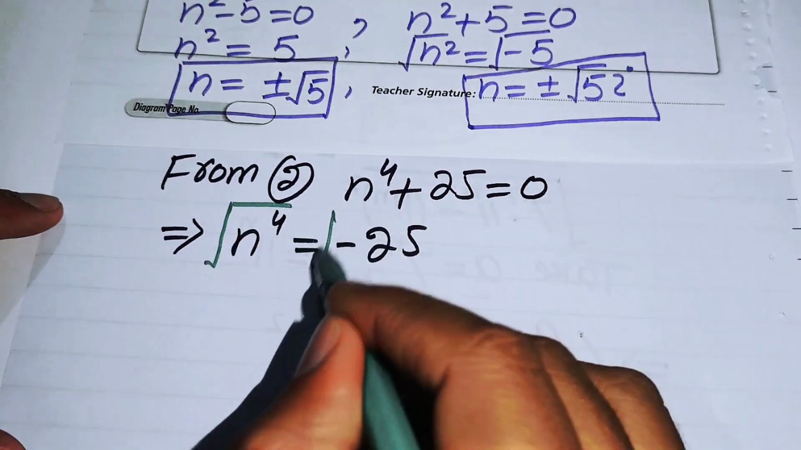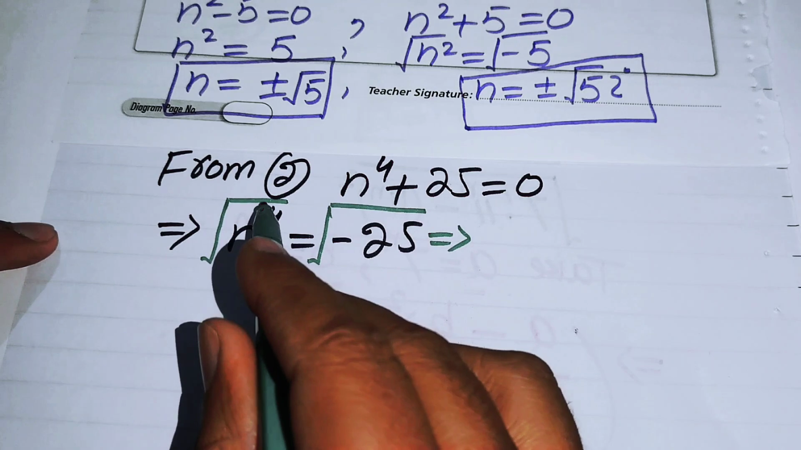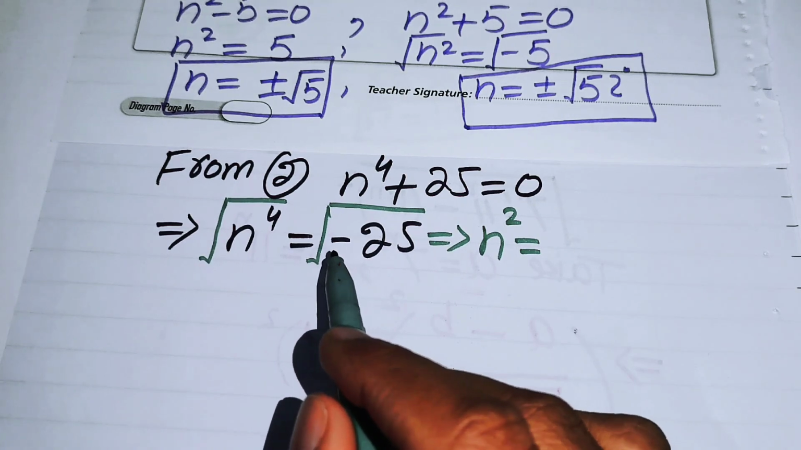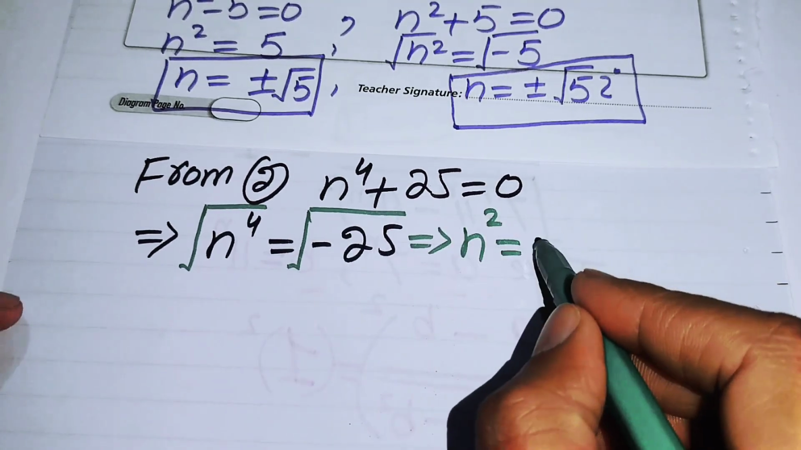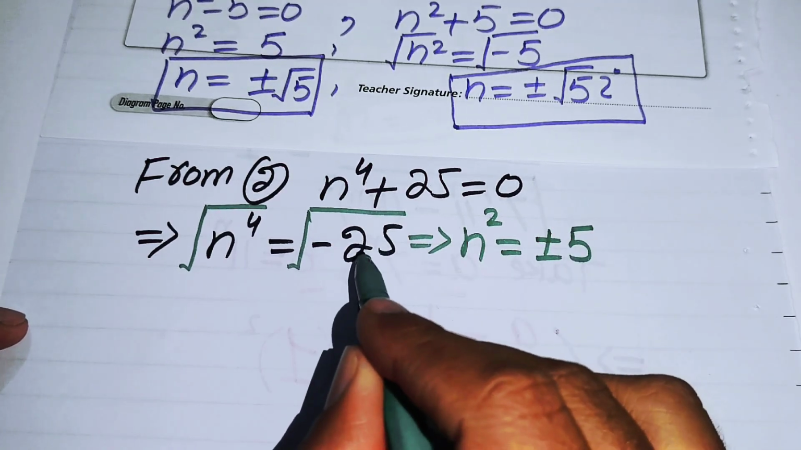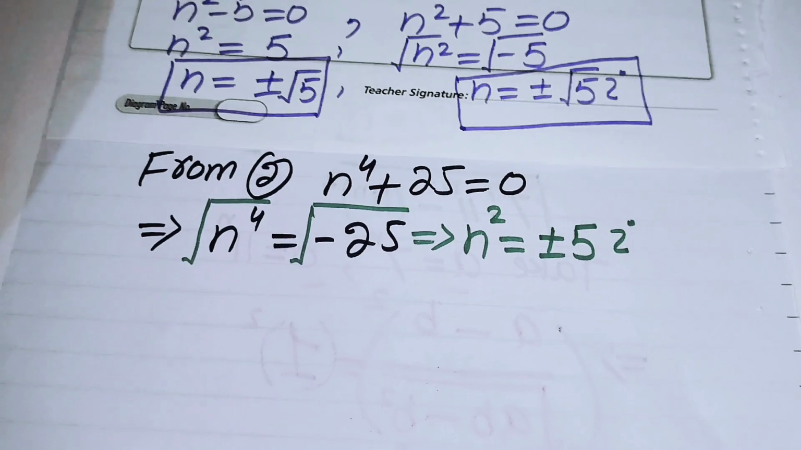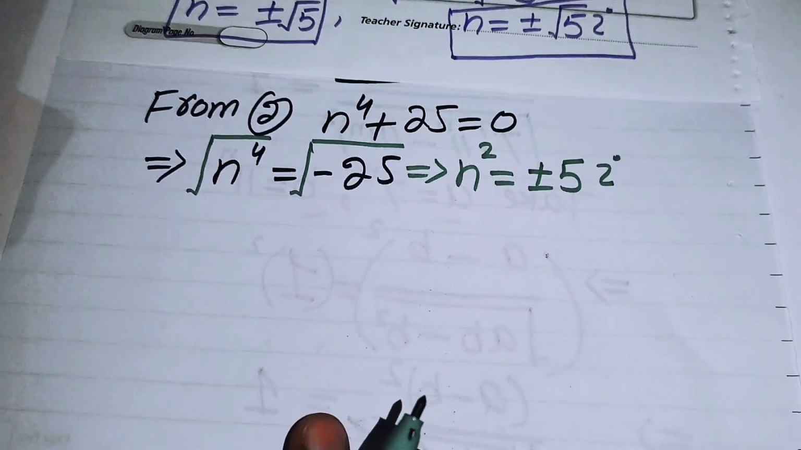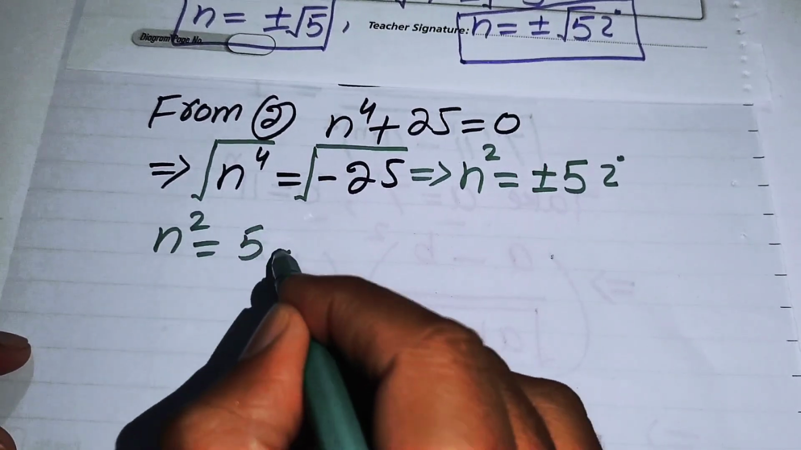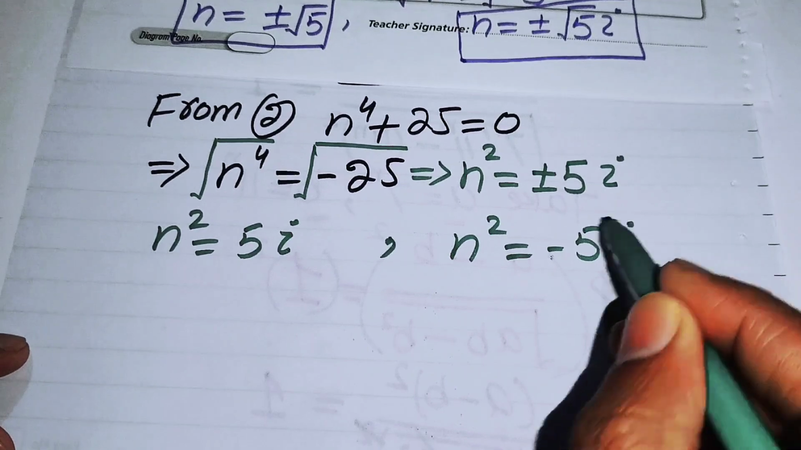Here the 2 and the square root are gone, and we get n squared, and on the right hand side we have the negative sign under the square root, so we write it as plus minus square root of 25 times square root of minus 1. The square root of 25 is 5, and the square root of minus 1 is iota. So again we have two cases: the first case is n squared equals 5 iota, and the second case is n squared equals minus 5 iota.